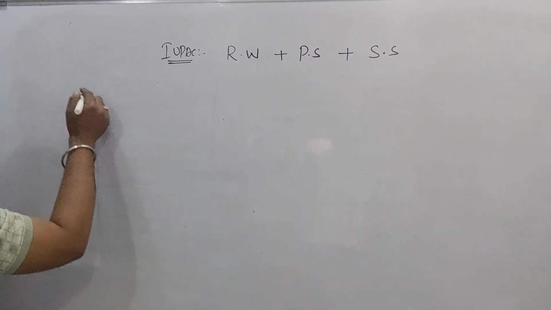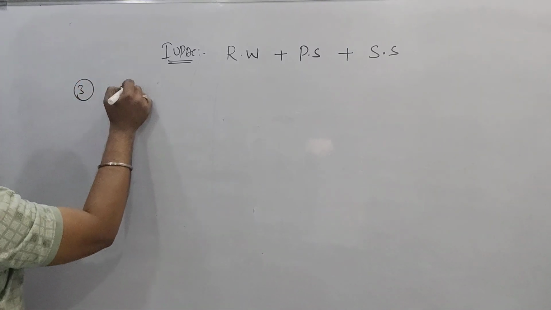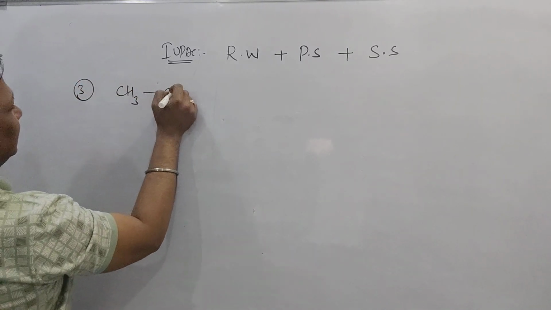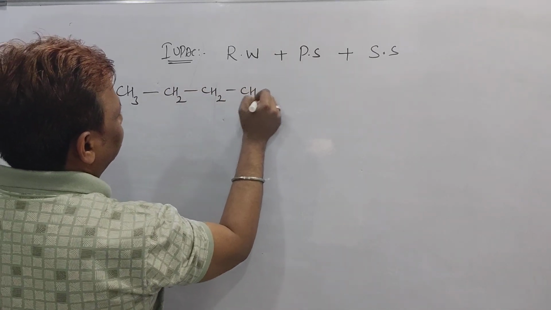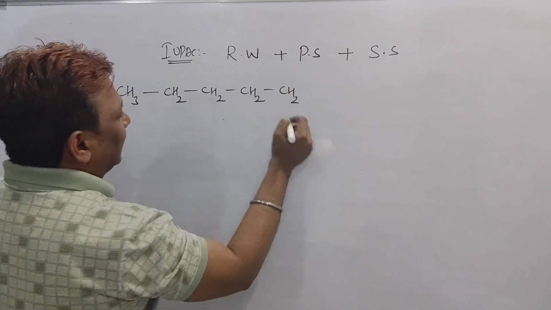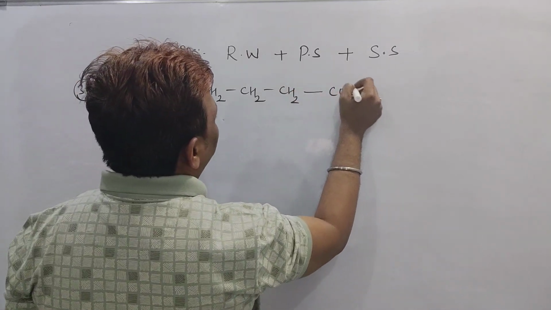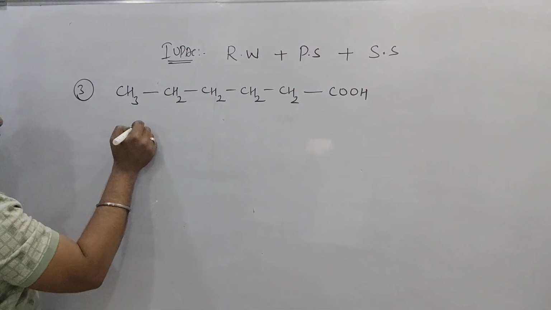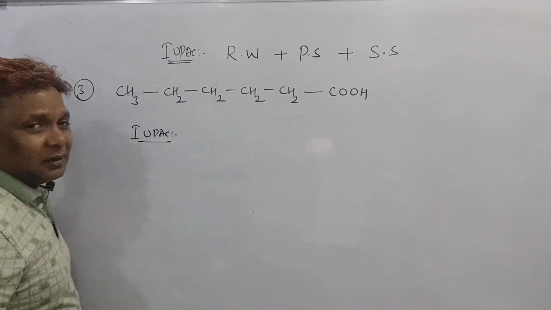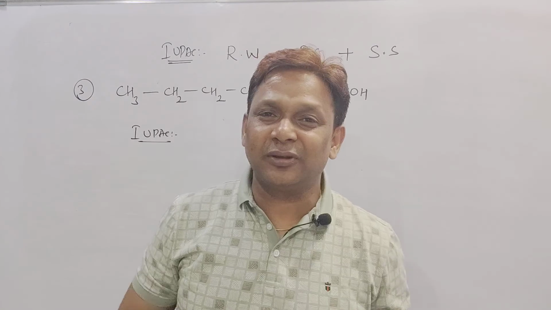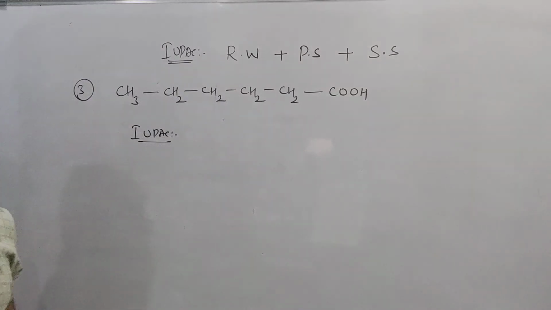So example number 3, please try to get the answer. This is CH3, then CH2 taken 4 times: 1, 2, 3, and then 4. And at last I wrote COOH. I will ask you to get the IUPAC name of this compound. Please pause the video and try to find the IUPAC name of this compound.